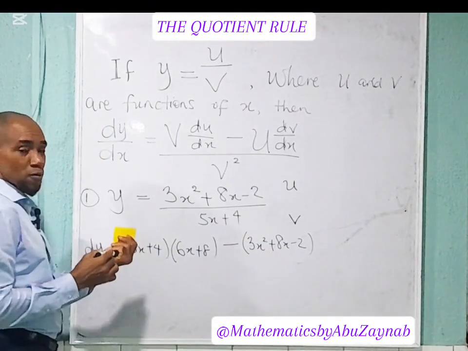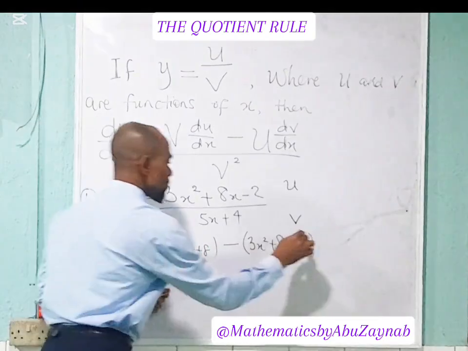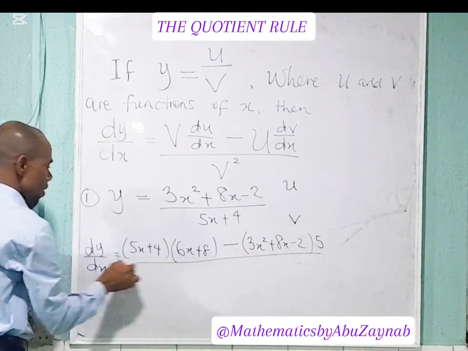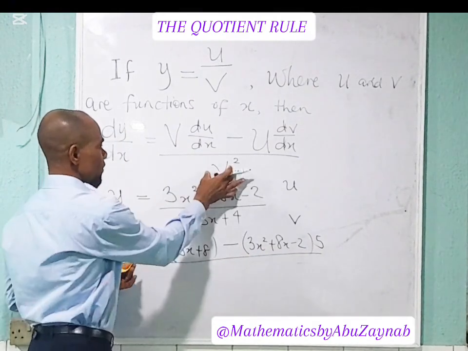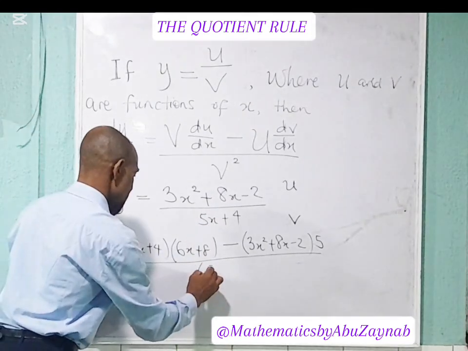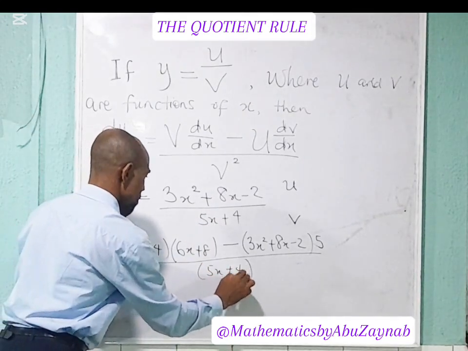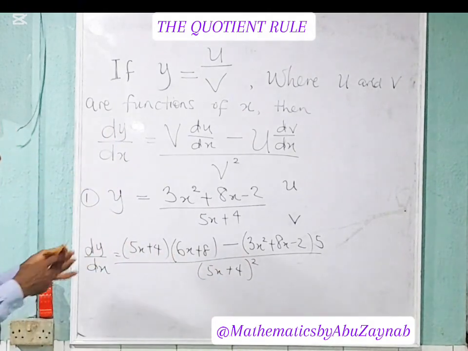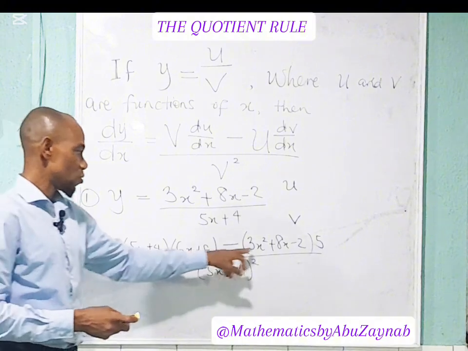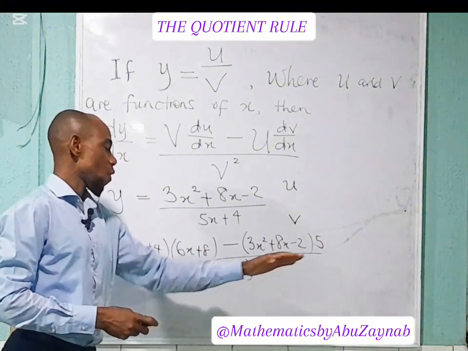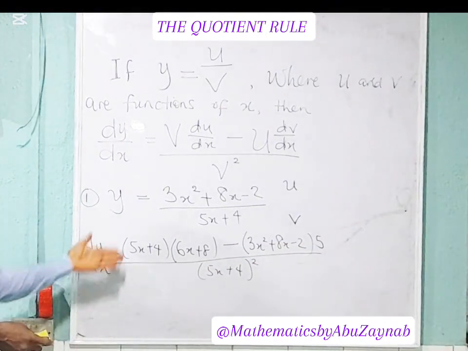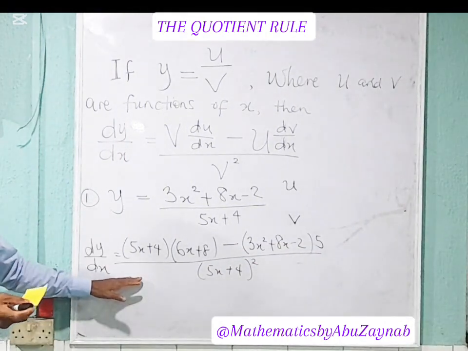That is u. Now differentiate v. v is 5x plus 4. So differentiating that, I'm going to have simply 5. Then over v squared, which is not differentiation, just the square of v. And v is what? 5x plus 4, all squared, and that's it. So this is v differentiate u minus u differentiate v all over v squared.